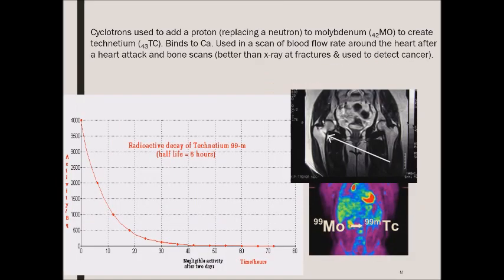Now cyclotrons, like we said, are used for making radioactive materials. So what happens is you take molybdenum and you shoot a proton at it, and it becomes technetium. Cyclotrons then use it to bind to calcium and look at blood flow. And so if you're doing radioactive studies in a hospital, technetium is very popular because you can pick it up on an MRI machine.